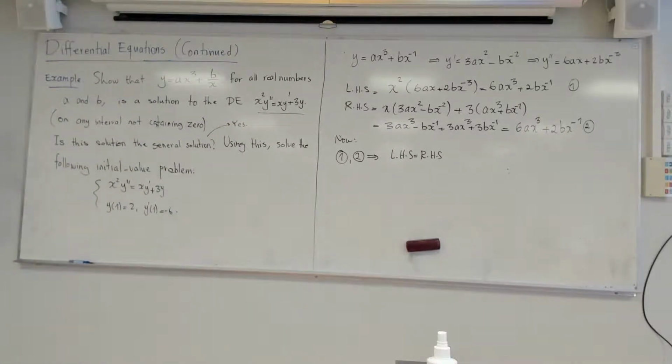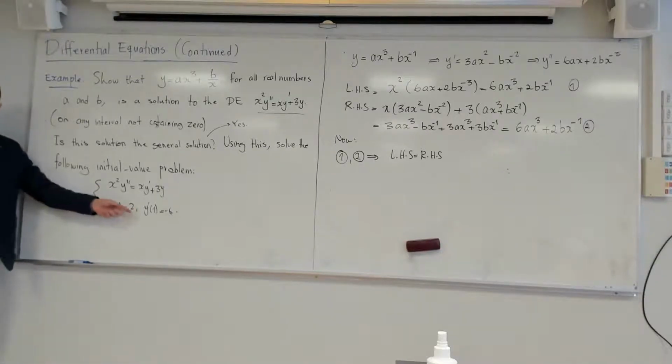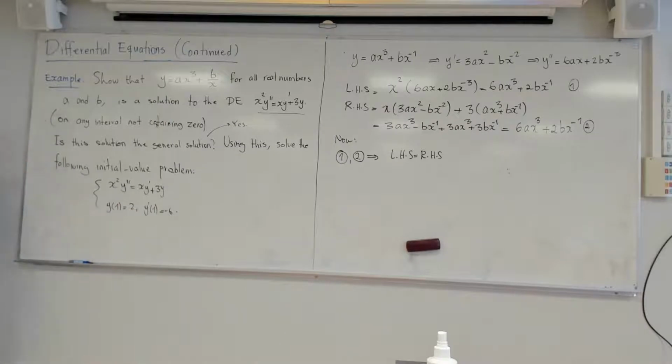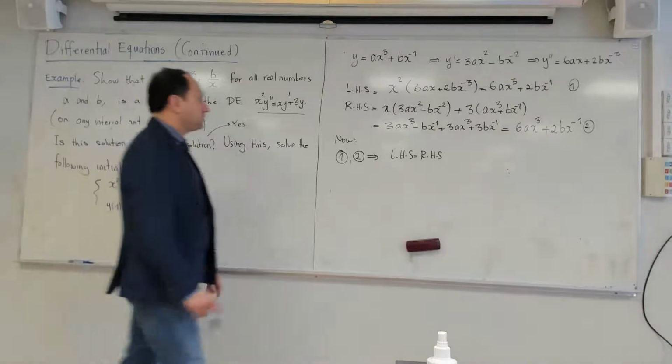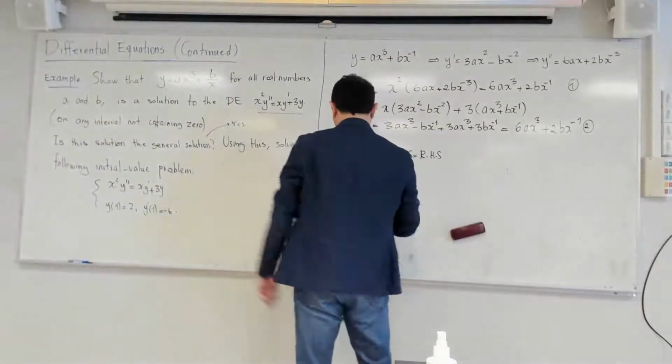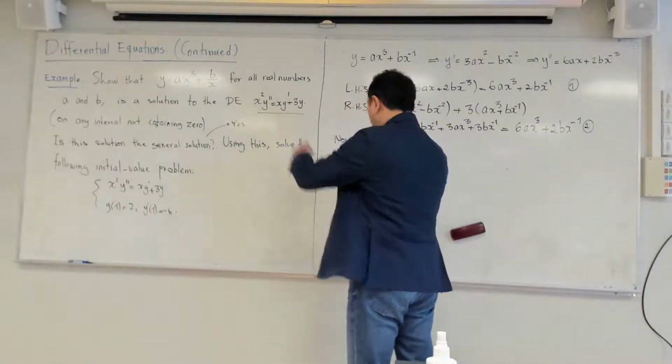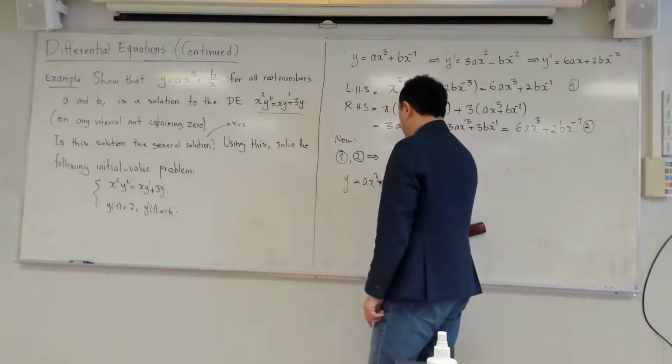Okay, using this, solve the following initial value problem. It's very simple. You see, this is the same differential equation, but I have imposed 2 extra conditions on that, because you want to fine-tune a and b. So what do I have to do? I have to start with that answer.